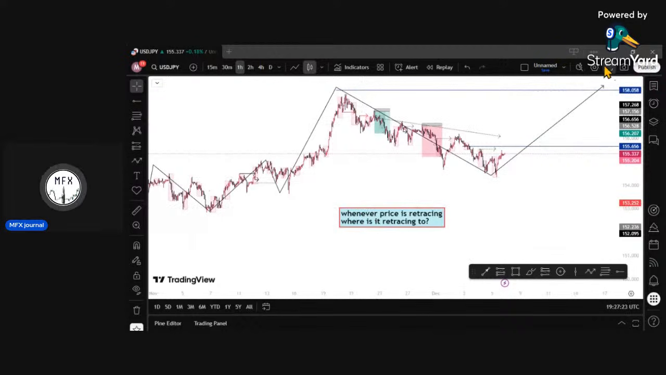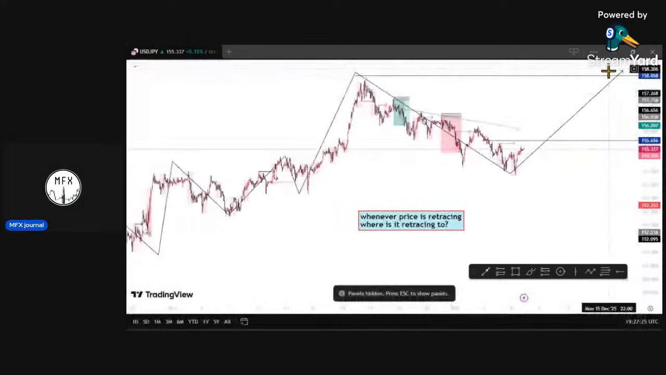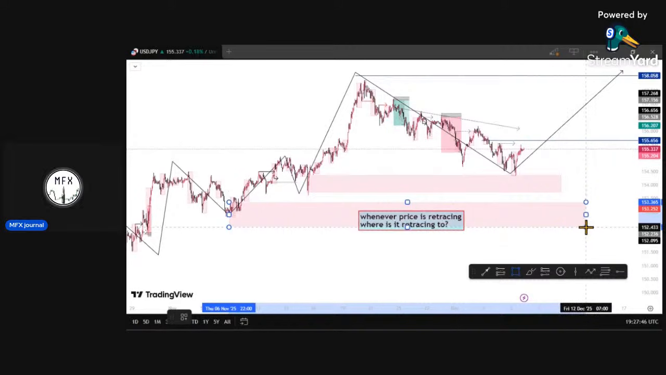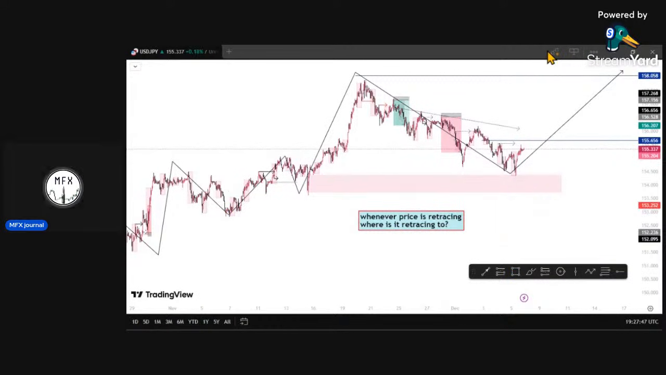This is a very important question that you need to ask. For example, here price is retracing. Price might be retracing to maybe this region right here, and price can continually go up. We don't know. Price may be coming to this low, wherever. There are different regions that I'm not interested in marking right here, because that's not our main aim. But I just hope you understand the logic.